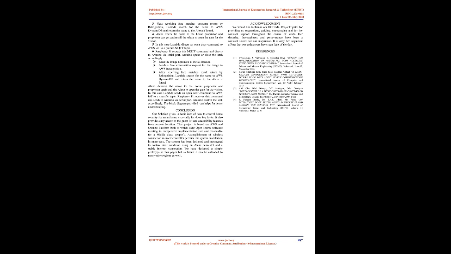Conclusion. Our solution gives a basic idea of how to control home security for a smart home, especially for door key locks. It also provides easy access to the guest list and accessibility features from a remote location. This project is based on AWS and the Arduino platform, both of which are open source, resulting in an inexpensive implementation that is reasonable for middle-class people. Wireless connection in the microcontroller makes system installation easier. The system has been designed and prototyped to control door condition using an Alexa Echo Dot and a stable internet connection. We have designed a simple prototype in this paper, but in future it can be extended to many other regions as well.